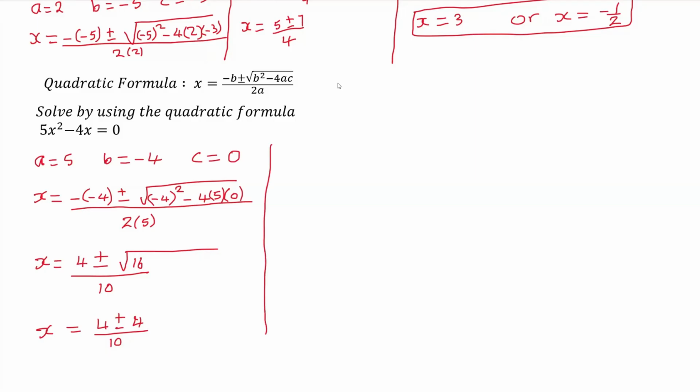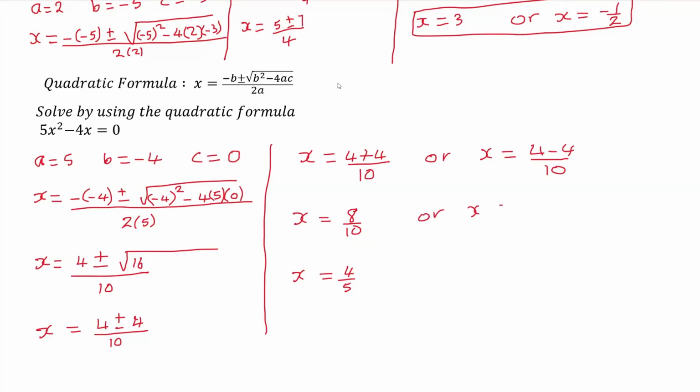So we separate again. So x is 4 plus 4 over 10, or x is 4 minus 4 over 10. So we simplify both of these. So x is 4 plus 4 is 8 over 10, which says that if you reduce by dividing top and bottom by 2, you get x is 4 over 5.